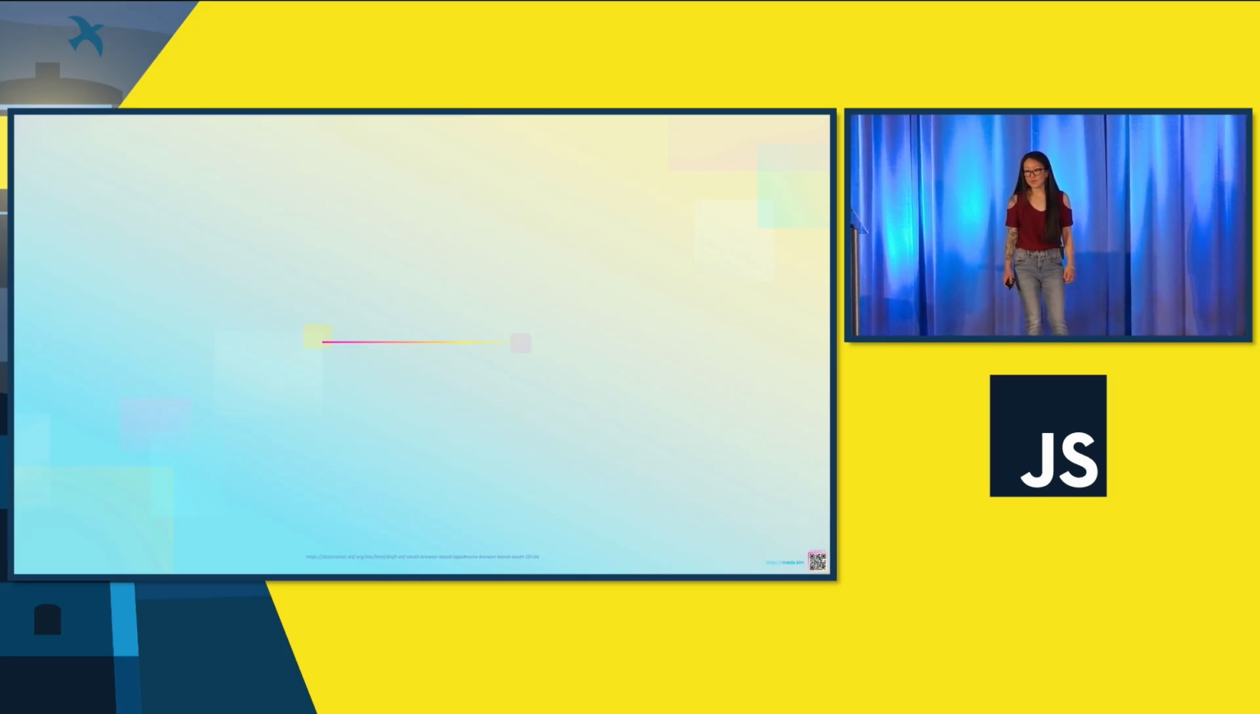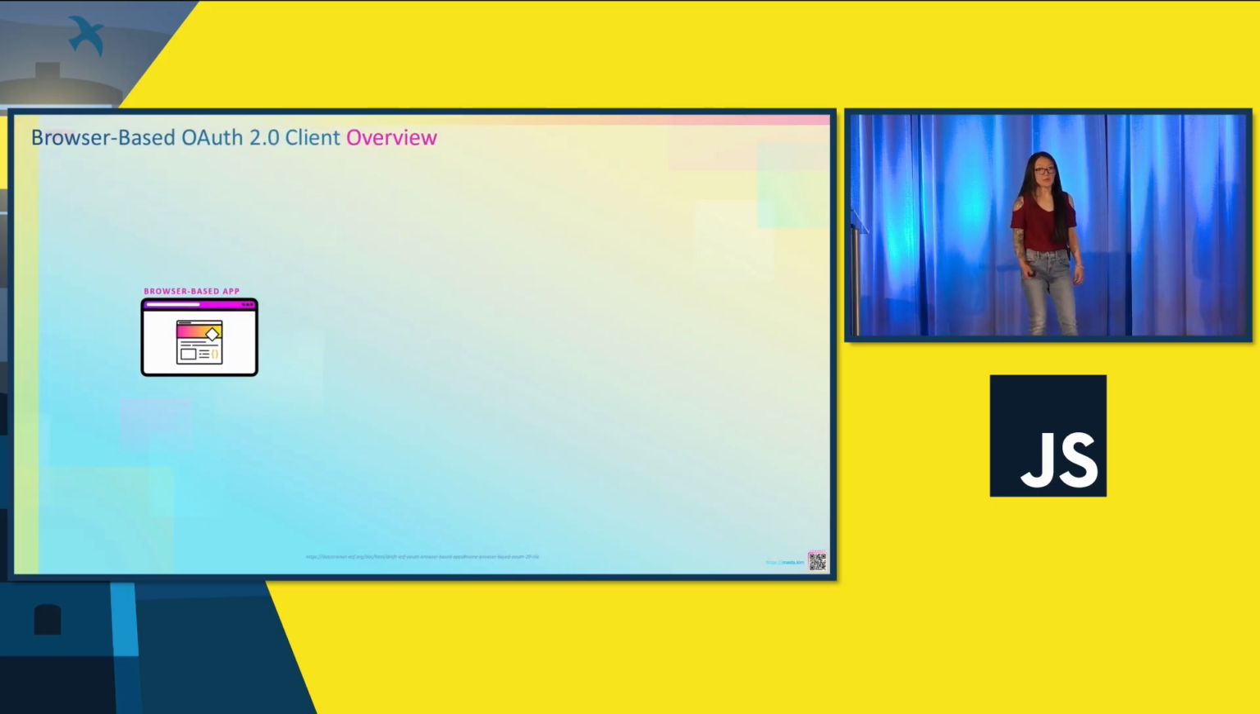And this brings us to the third architecture. And this is the browser-based OAuth 2 client, wherein auth takes place entirely in the front end. These apps don't rely on any backend services, and this architecture is also the least secure option for browser-based apps. This time, we have a front-end app, and we have an authorization server.